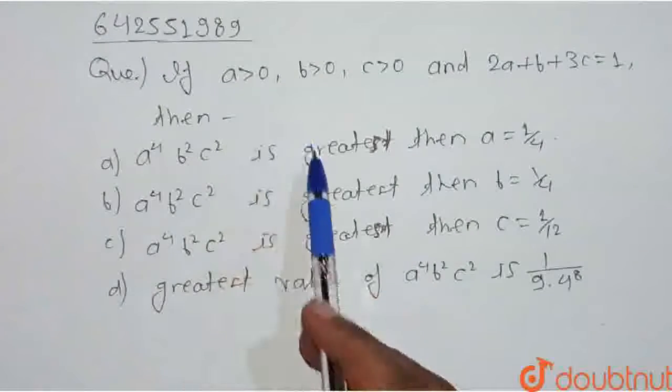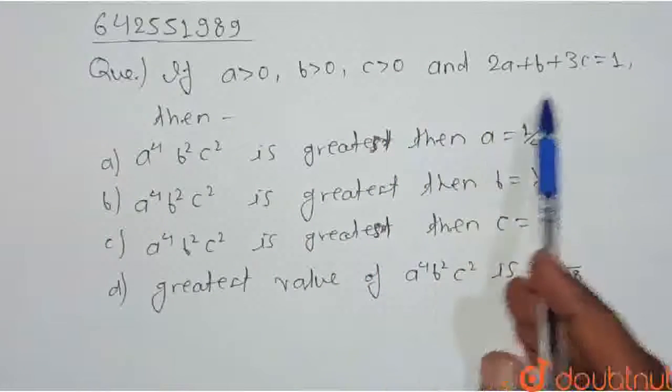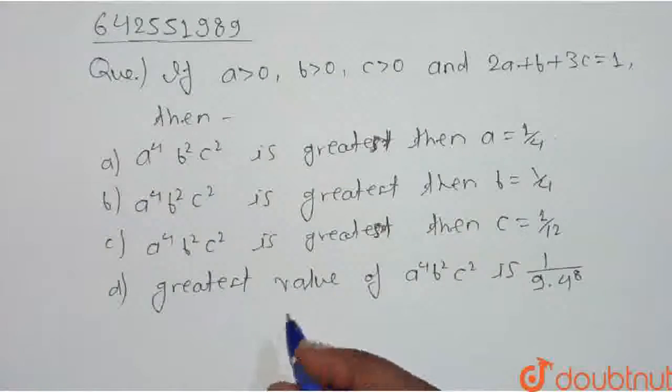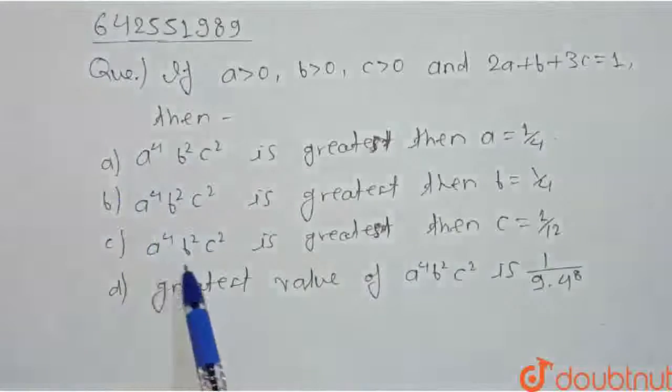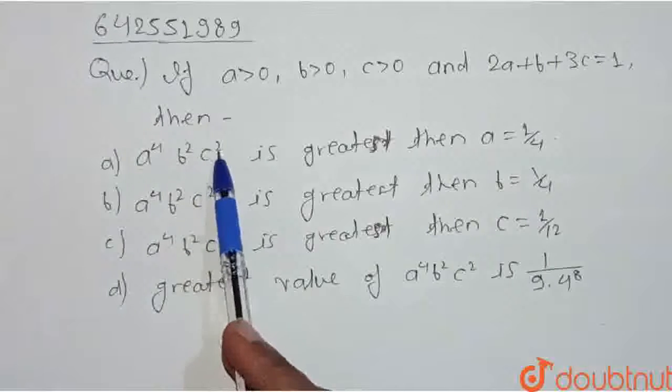Student, here we have a question. If a is greater than 0, b is greater than 0, c is greater than 0, and 2a plus b plus 3c is equal to 1, then these four options are given here. Student, first of all, we have to look at our options. In all the options here, the power of a is 4, the power of b is 2, and the power of c is 2.